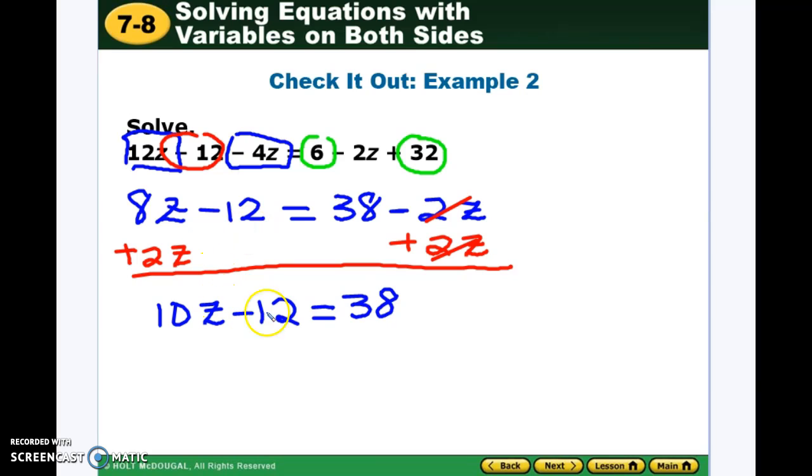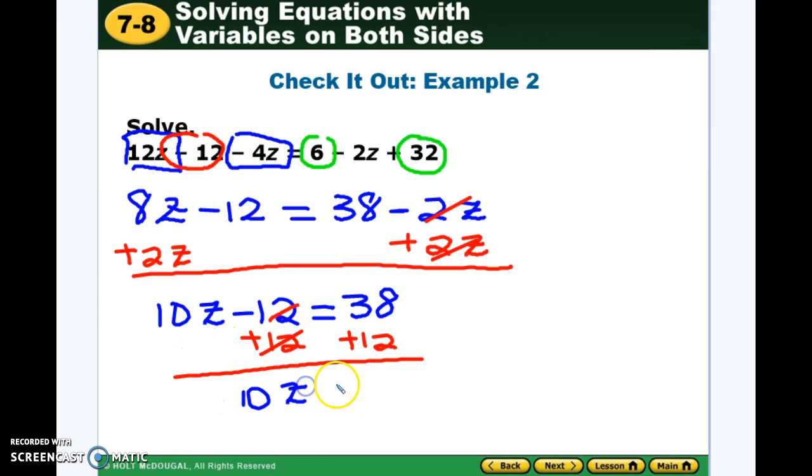And now this becomes an easy two-step equation. Add 12 on both sides, and we get 10z is equal to 50. Divide by 10, and we get z is 5. Okay, that's it, very simple. So again, with this one, we want to combine the like terms first, and then simplify from there.